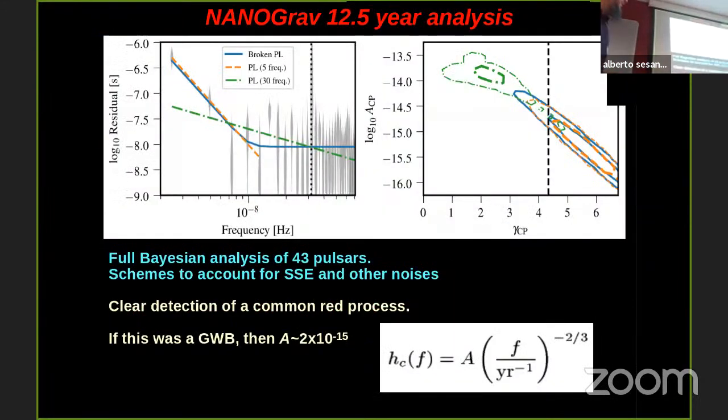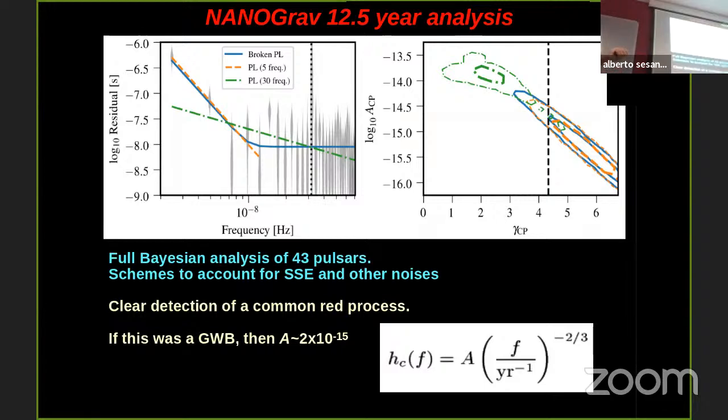Let me skip some of the details here. This is what they infer from their data: the common power spectrum of the residuals. You have white noise at high frequency, and then at low frequency there are these 2 points rising up, and those are a clear detection of a red signal that is common to all the pulsars.